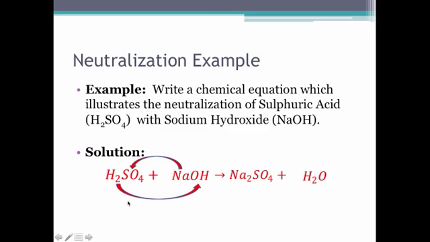The H plus ions will end up producing water here. And of course the other thing that we get is a salt, and in this case it's a fairly complicated salt. It's sodium sulfate, Na2SO4, and there's our salt there.